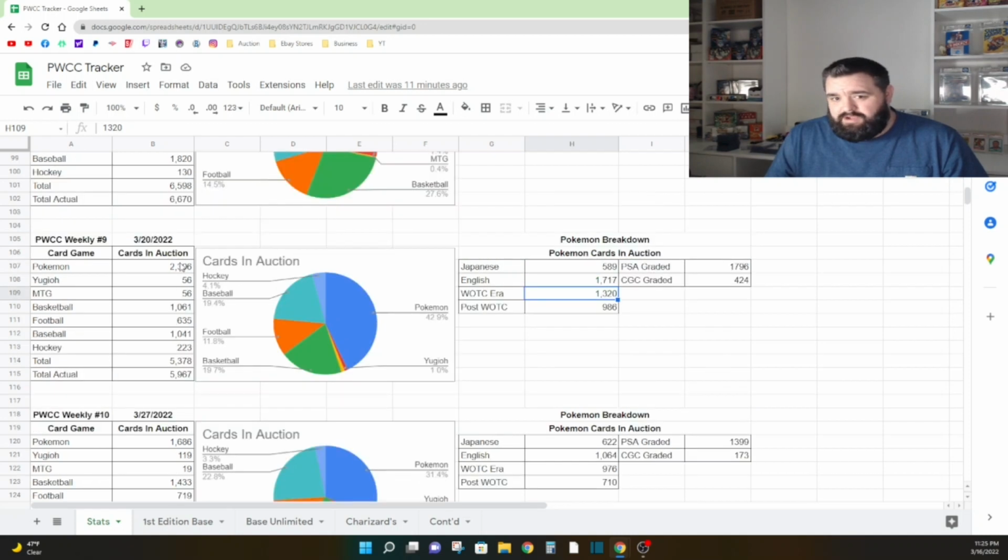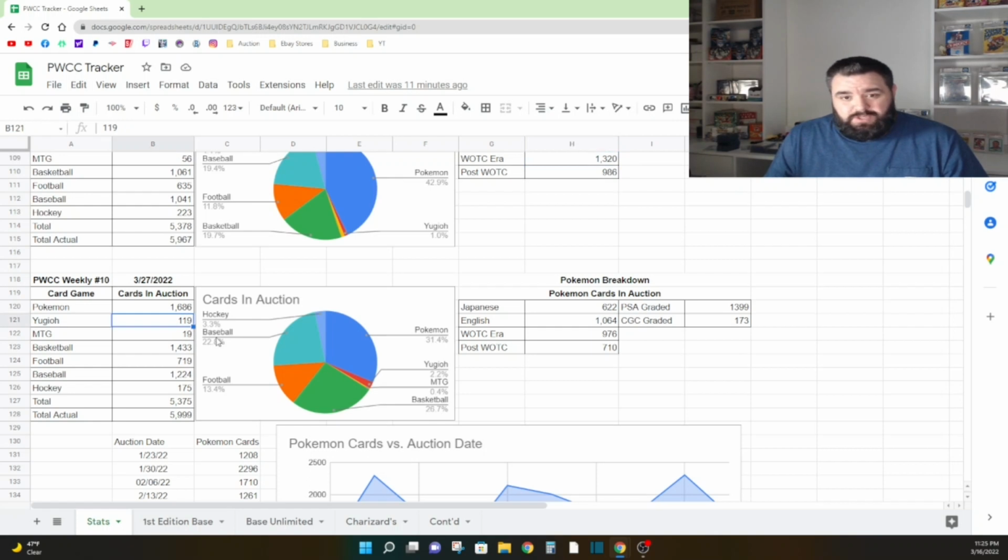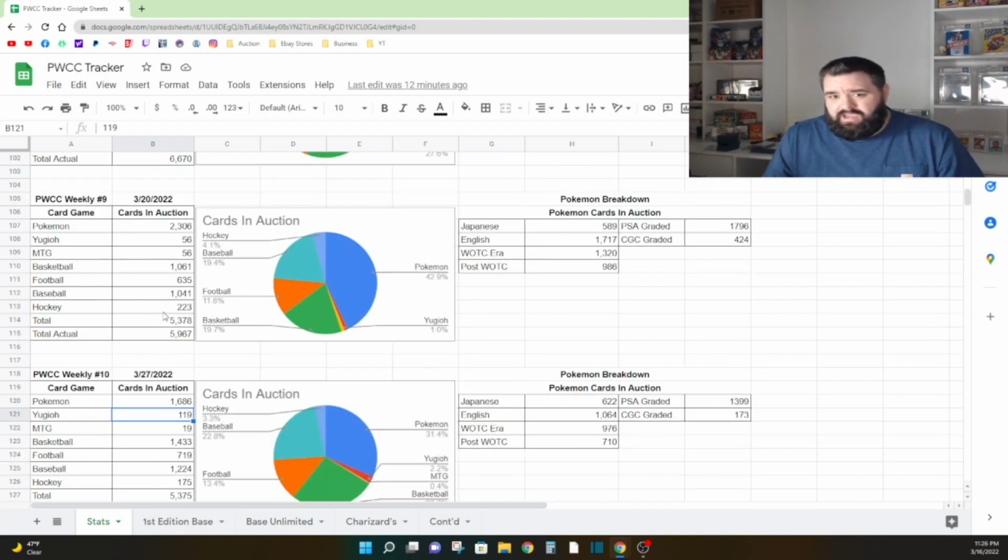Yu-Gi-Oh and Magic the Gathering consistently have low numbers. You're usually talking sub 50, sub 100. You could see down here next week, Yu-Gi-Oh actually spikes up to 119. So this is their highest Yu-Gi-Oh auction. Back on eBay, they were selling, I want to say, a lot more. A lot more Yu-Gi-Oh cards were pumping through the eBay auctions when PWCC was there. Not really sure why that kind of fell off, because I was definitely eyeballing a bunch. Maybe it is similar, but it seems low. It seems much lower.